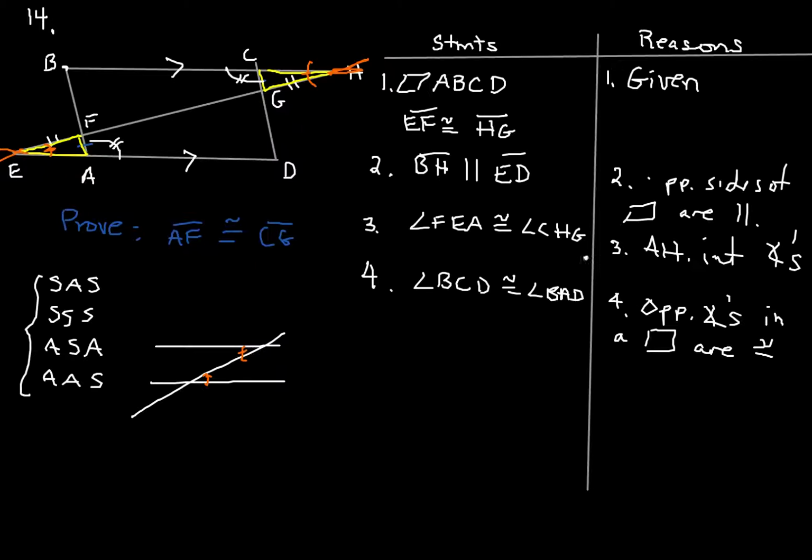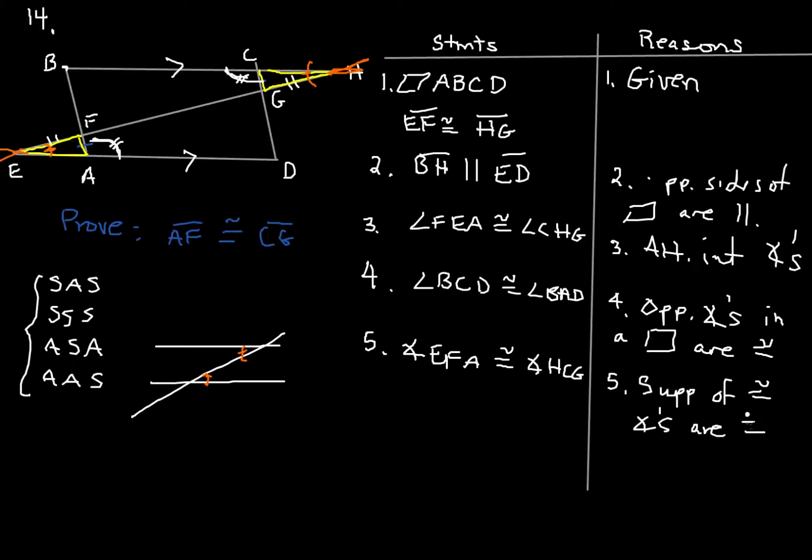All right, you're saying that's not even in the triangle. How's that going to help us? Well, because we know that this angle is congruent to this angle, we know that their supplements are going to be congruent. So we can say that angle EFA is congruent to angle HCG. All right, so that one would be supplements of congruent angles are congruent. All right, we're almost there.